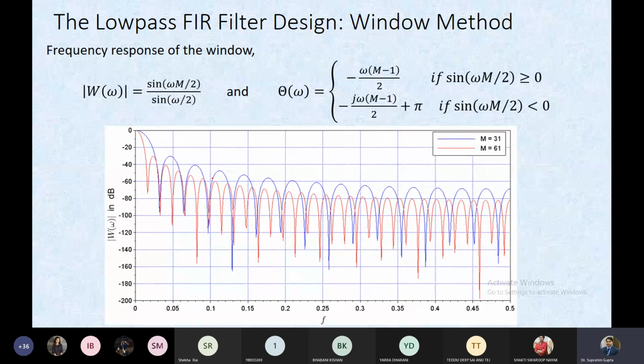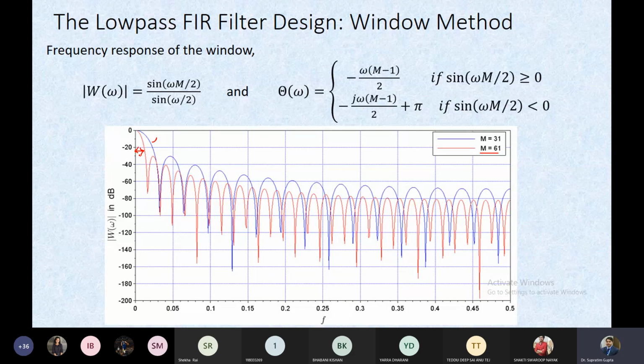So we can plot it easily, and what we find is that if we increase the order of the filter, the main lobe gets reduced, which is very often our requirement. This is with M equal to 31, where the main lobe is wider, meaning it selects more frequencies compared to M equal to 61, which selects fewer. So its quality factor would be better than the others.